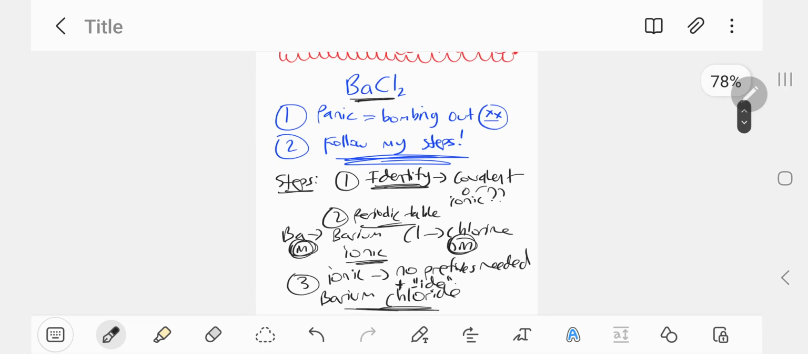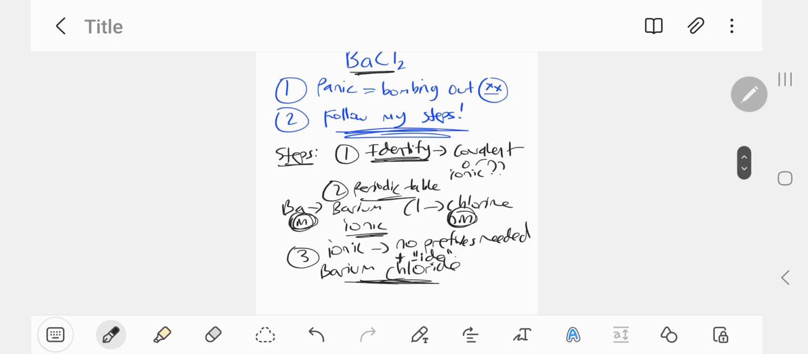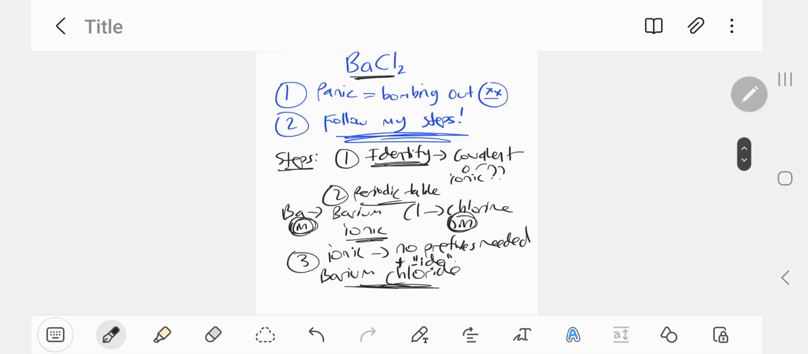So identify, ask yourself if it's ionic or covalent, then use the periodic table to work out the names. And then number 3 is to use the fact that for naming ionic compounds, you don't need any prefixes, any words at the front. So it's not dichloride, it's chloride, and there you have it. That's the actual name of the compound.